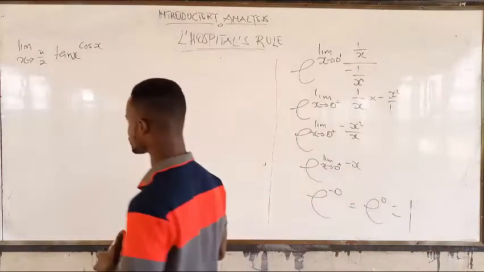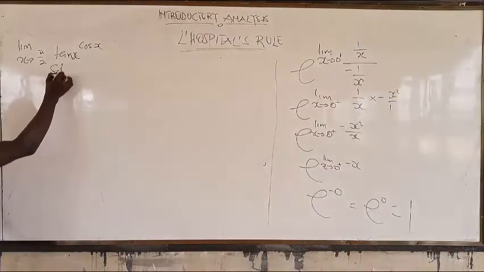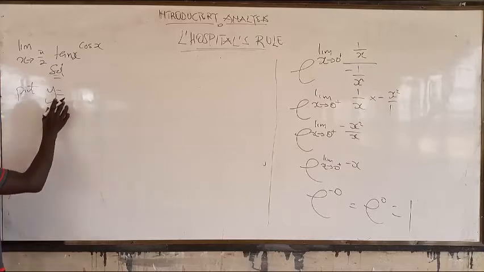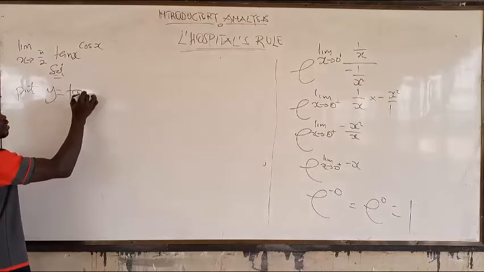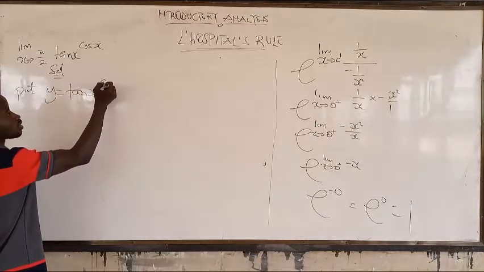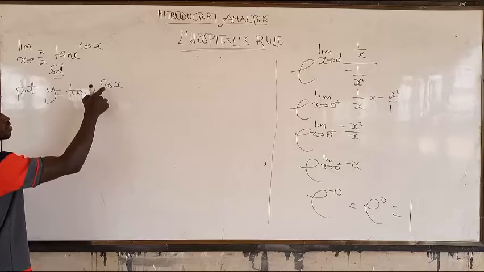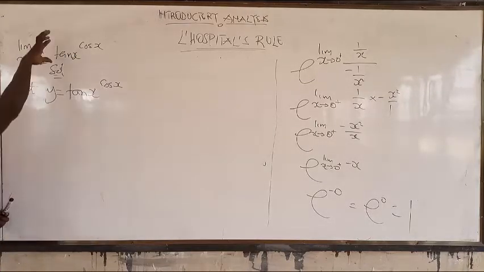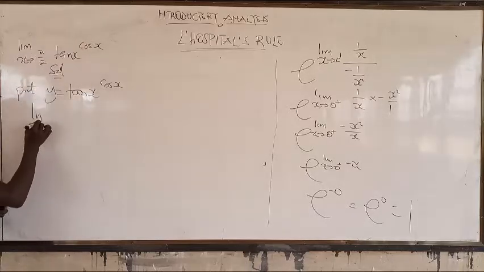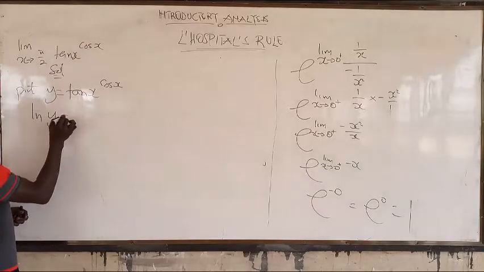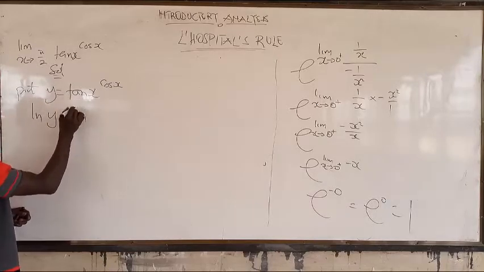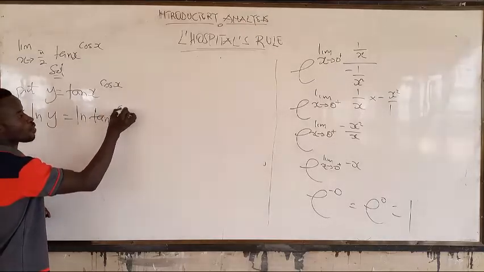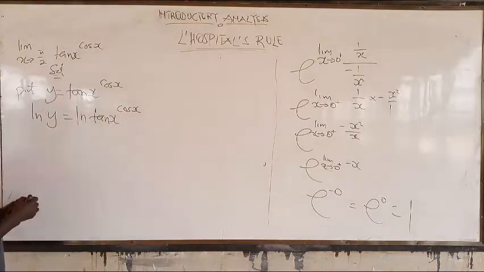Alright, so we now continue to go through the steps. You can pause the video and try it. We put y to be equal to tan x to the power cos x. Then that is the y. Then you take the ln of both sides.